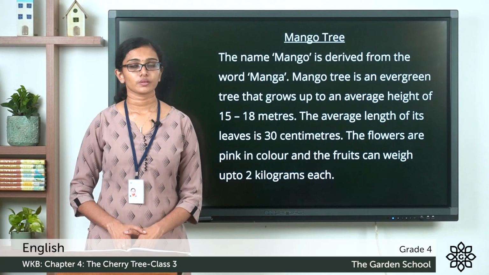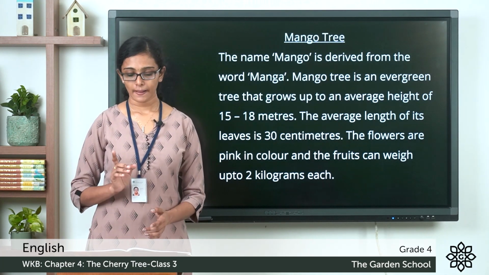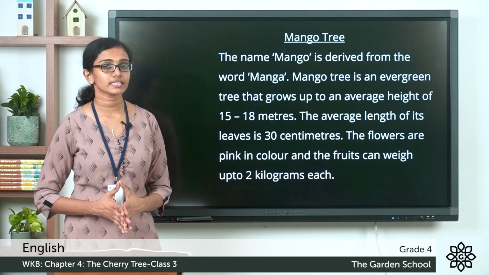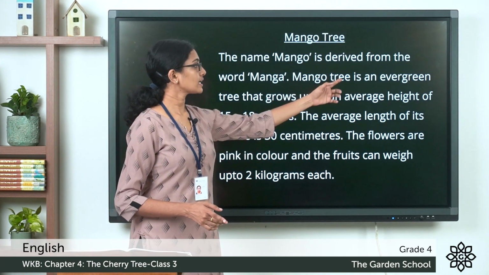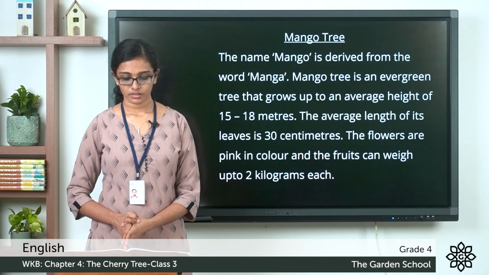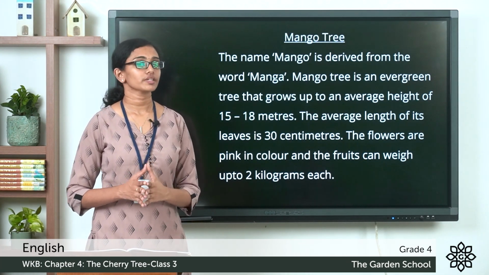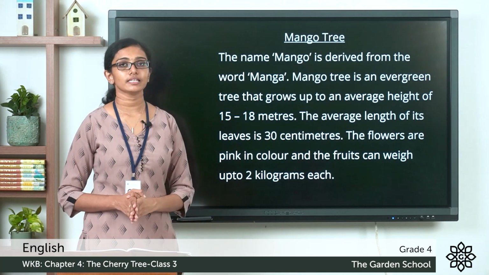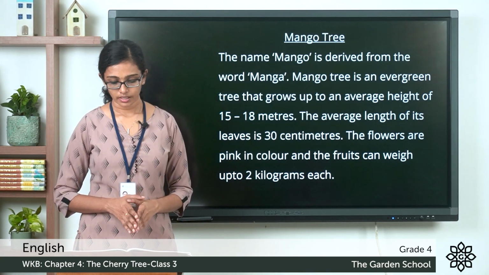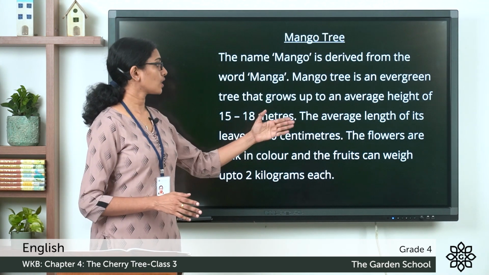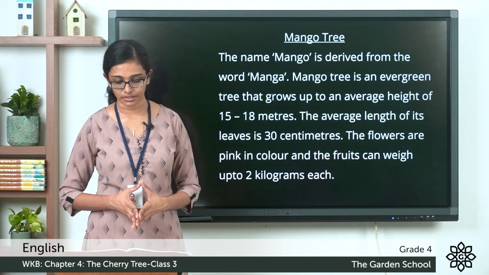Name of the tree. What is the name of the tree? It is mango tree. Type of tree. What type of tree is a mango tree? A mango tree is an evergreen tree. An average height. The mango tree grows up to an average height of 15 to 18 meters. Average length of the leaves. The average length of its leaves is 30 centimeters.